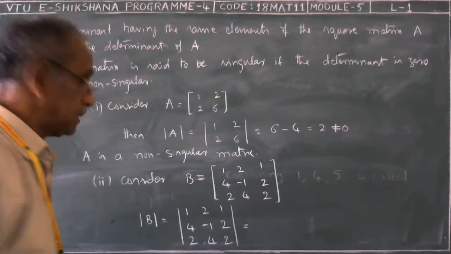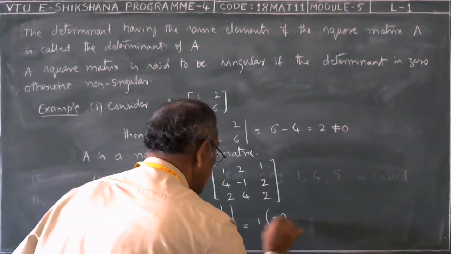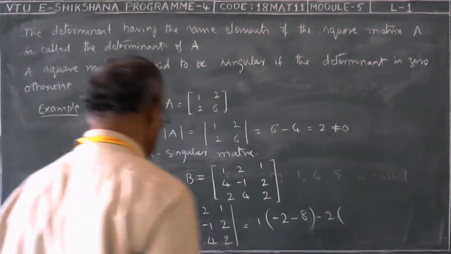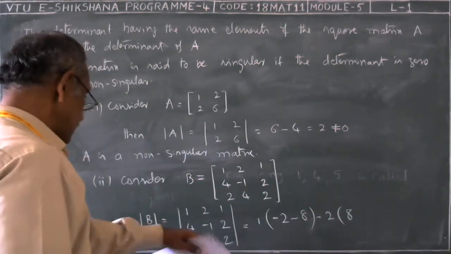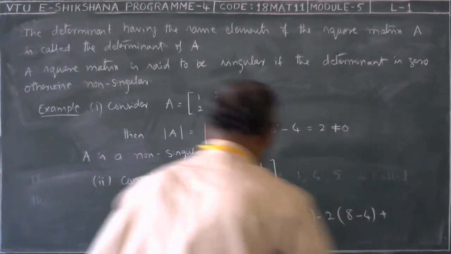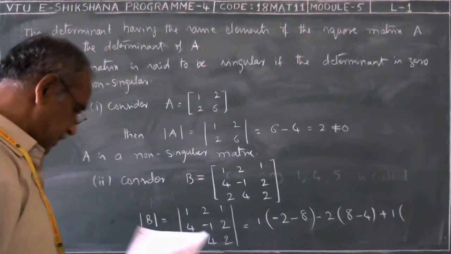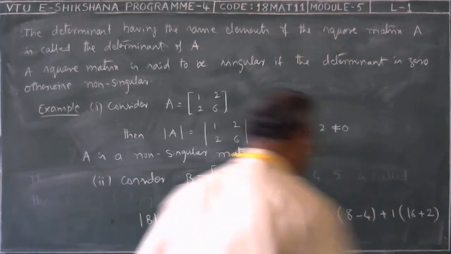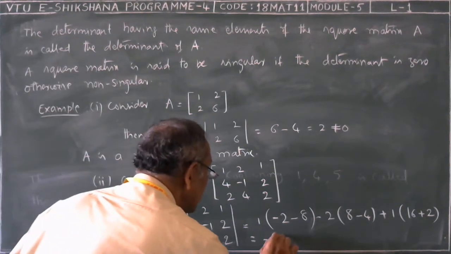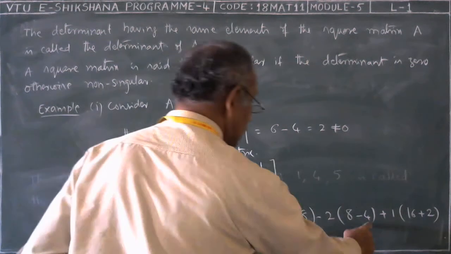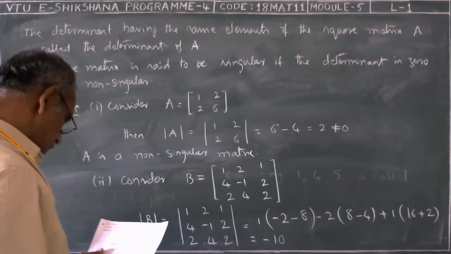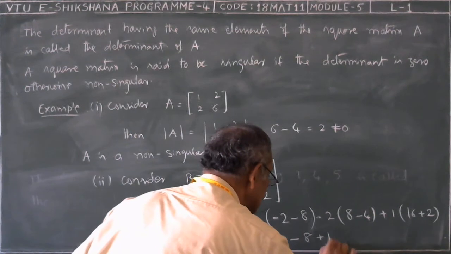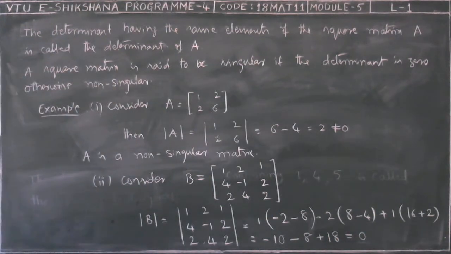If you have added this determinant, I get 1 into minus 2 minus n, then minus 2 into n minus 4, plus 1 into 16 plus 2. So this is minus 10, 8 minus 4, that is 4 into 2, minus 8, minus 8. And 16 plus 2 is 18 into 1, that is plus 18. This is equal to 0. So determinant of B is equal to 0.